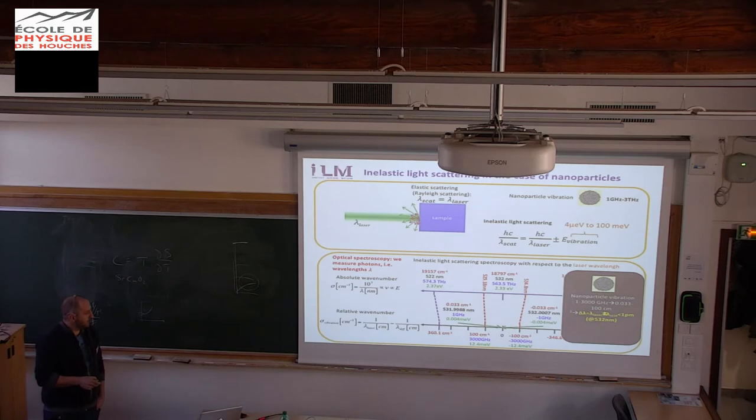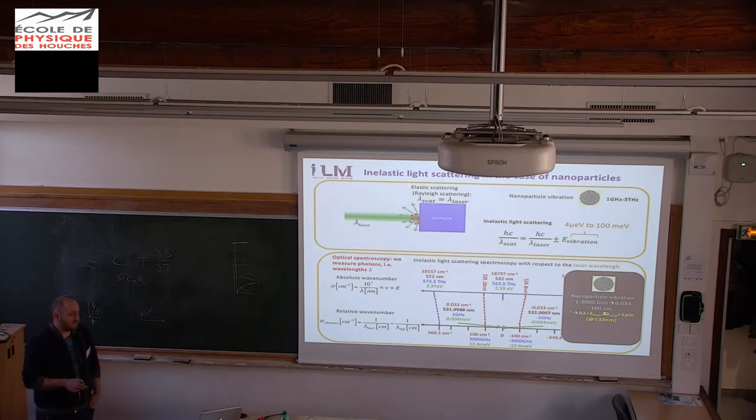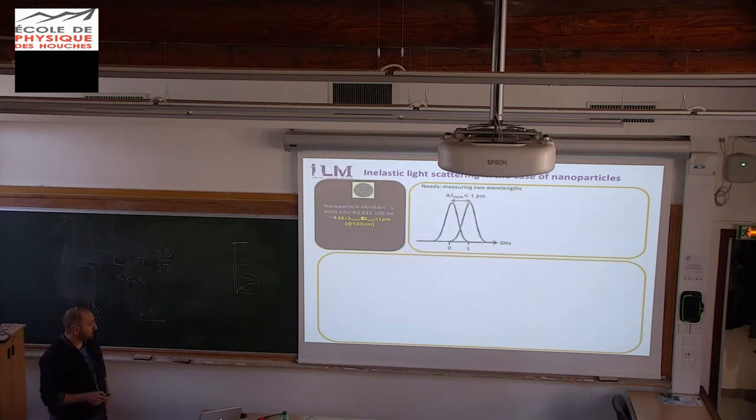And I will go down to 1 gigahertz, 0.03 wave numbers. That means something less than 1 picometer. So I have to resolve wavelengths that are separated by 1 picometer. So there are spectrometers that are able to do that.